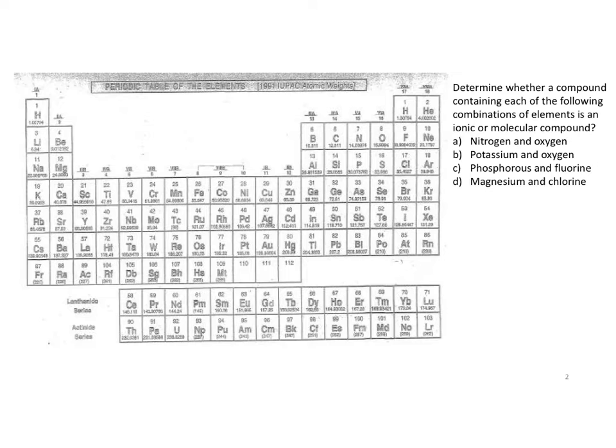I've said that 2/3 of the periodic table are metals. And so these are your metals, folks. We got the metalloids here. So if the first element in your compound is any of these selected, this is a metal. And that's going to be an ionic compound.